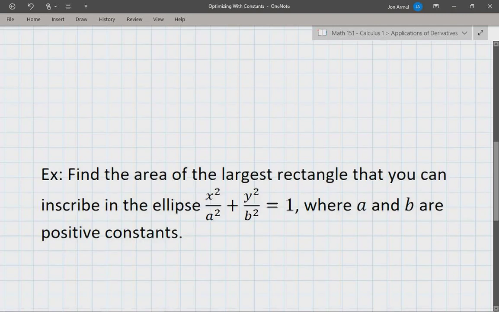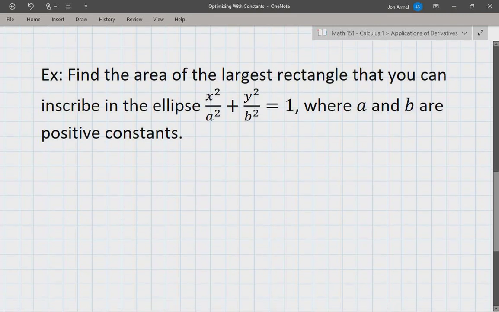So what's our problem? I want to find the area of the largest rectangle that we can describe in the ellipse. Okay, so remember this is the standard equation for the ellipse. Basically, a controls how much we stretch in the x direction, and b controls how much we stretch in the y direction. So let me remind you how ellipses work.